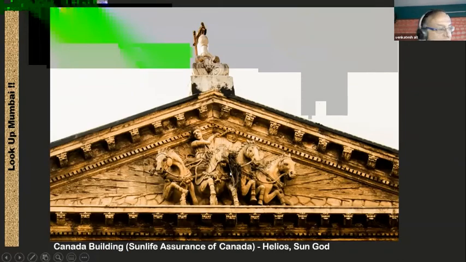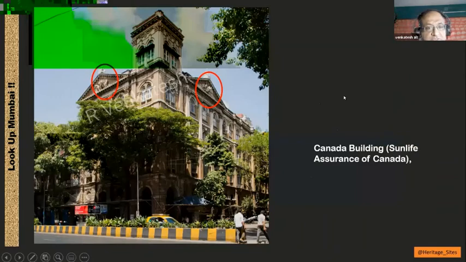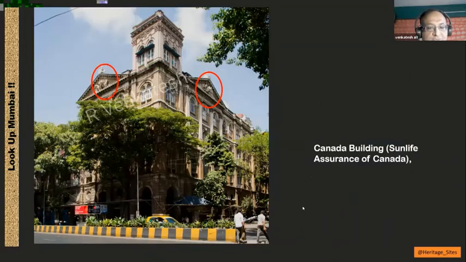And as we're concluding, almost at the end of this walk, we come out back to DN Road and we look at this awesome frieze of Helios. This is on the Sun Life Assurance of Canada, another Victorian charter company. And this is what the building looks like. This is on DN Road. This is where the old fort wall was. And after it broke, Hornby Road came.